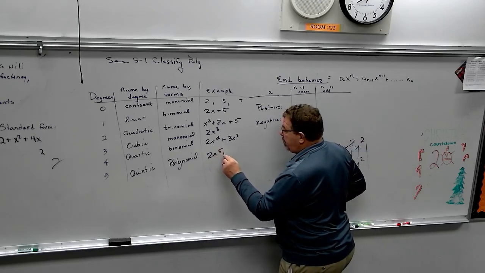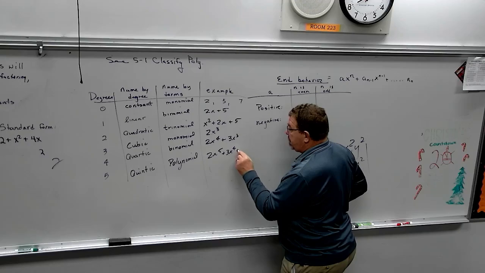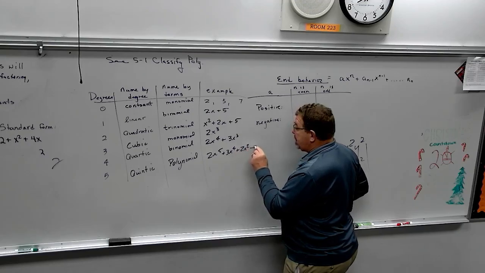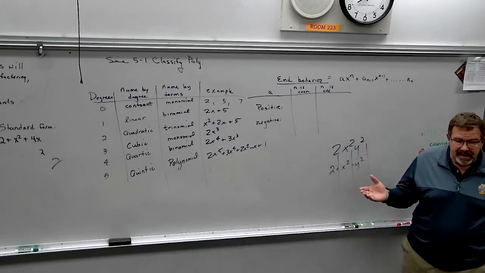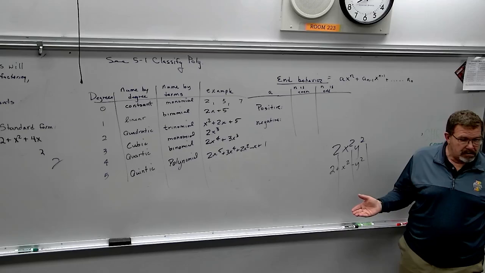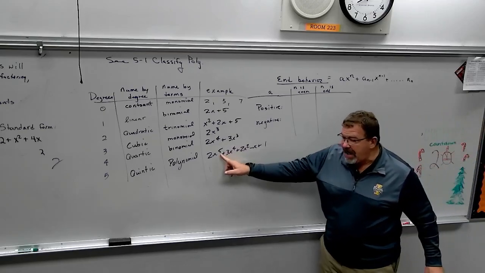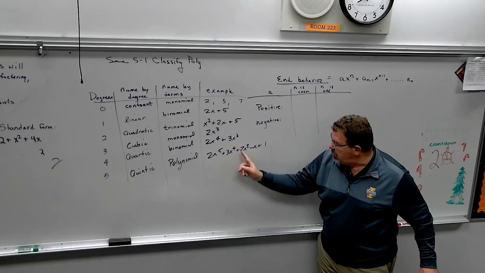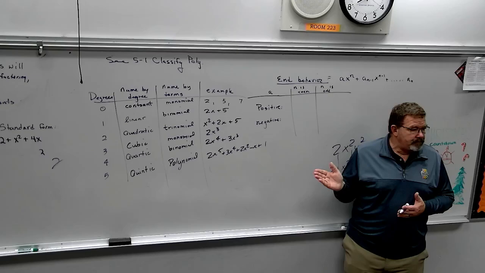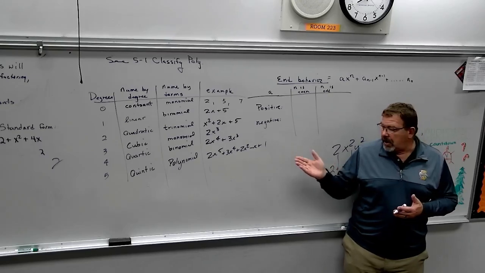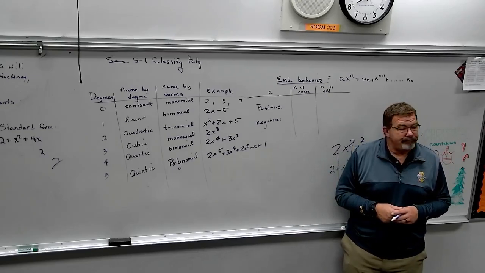Okay, so here's an example. 2x to the 5th plus 3x to the 4th plus 2x squared minus x plus 1. I would call that a quintic polynomial. Highest exponent's 5, and it has 1, 2, 3, 4, 5. We don't have a name for anything above 4 when it comes to the terms. So I would just call it a polynomial.